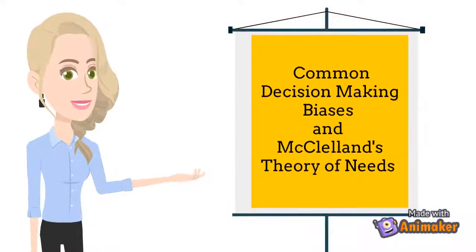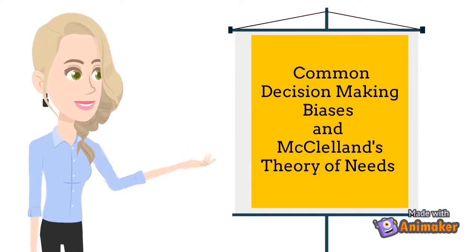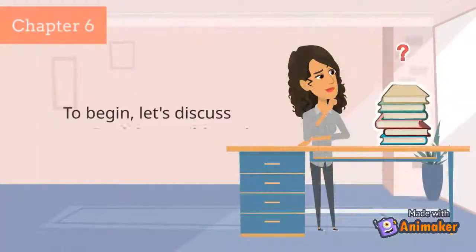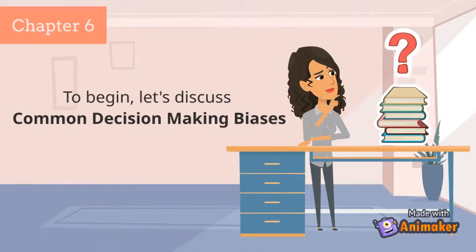Today we are exploring common decision-making biases in McClelland's theory of needs. To begin, let's discuss common decision-making biases.